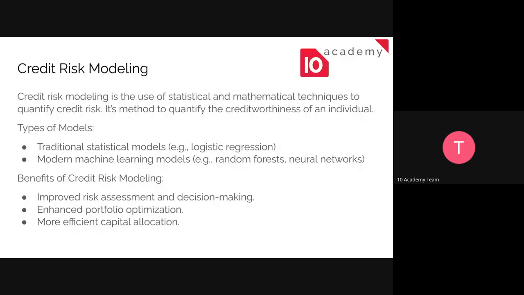It is just to show how creditworthy an individual is. In some systems they don't show you your credit score, while in other places they show you your score. So if your score is higher or lower, that affects you. The benefits are improved risk assessment and decision making. Based on the credit score, you can do portfolio optimization and better capital allocation. With a higher credit score, they will most probably not default and will repay.